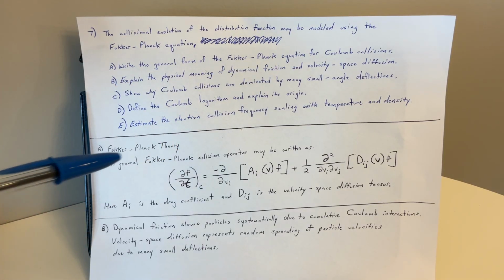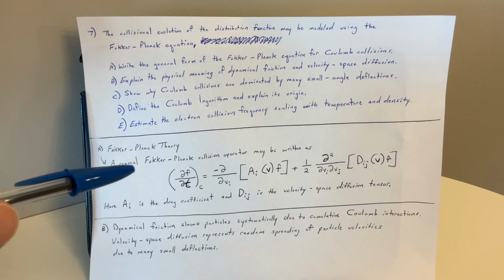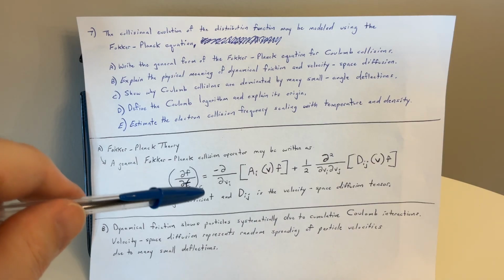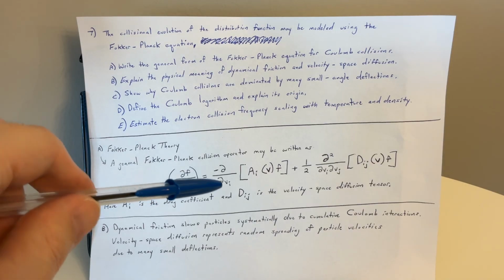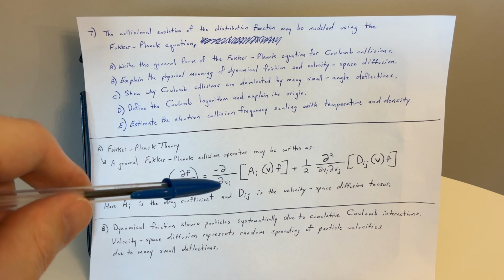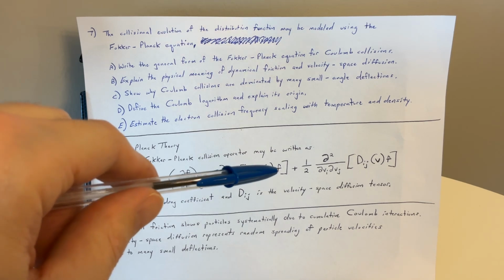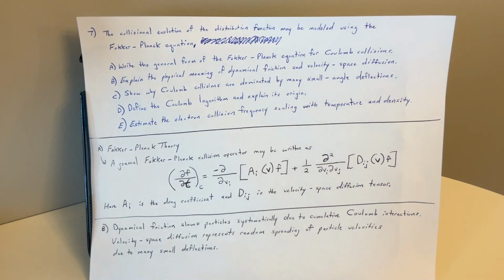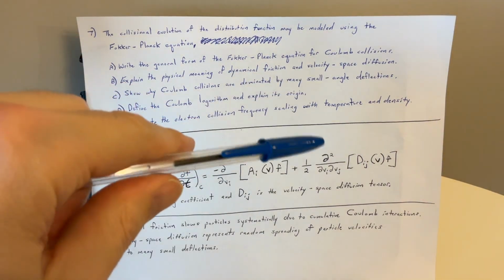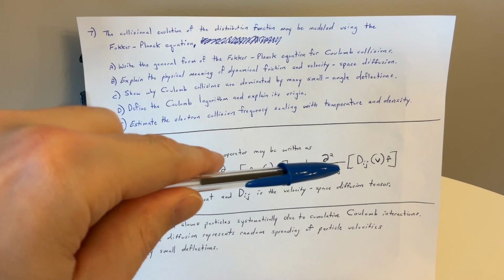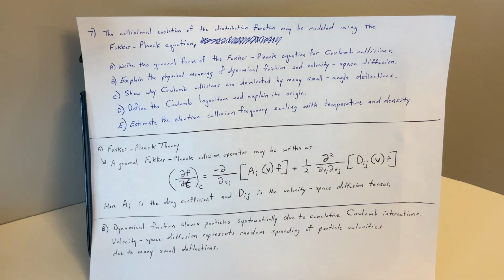So for this, a general FP collision operator may be written as the following. Partial df/dt sub c equals negative partial d/dv sub i times the quantity a sub i v of f, plus 1/2 d squared over dv sub i dv sub j times the quantity D sub ij v of f.